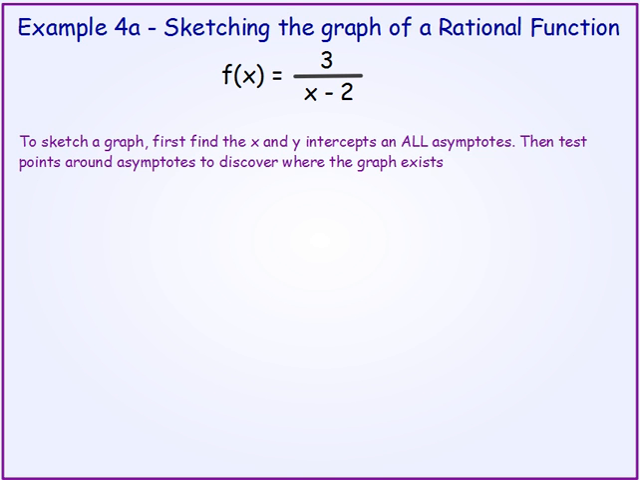So, here we go. I want you to basically sketch the graph like I did in the first example, right, Daisy? I want you to sketch a graph. But in order for me to do that, here's what I have to do. I have to know the x and the y intercepts and all asymptotes. Okay? And then I'm going to test some points around the asymptotes to discover where the graph exists.